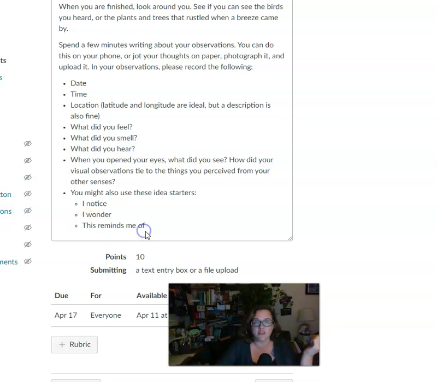Like, this reminds me of... I was sitting in a field once doing this observation activity, and it reminded me, I just had this big sense memory of smelling the creek next to the house my grandparents lived in when I was growing up, because I would always sneak away and go play in the creek because I really wanted to see if there were crawfish or fish.